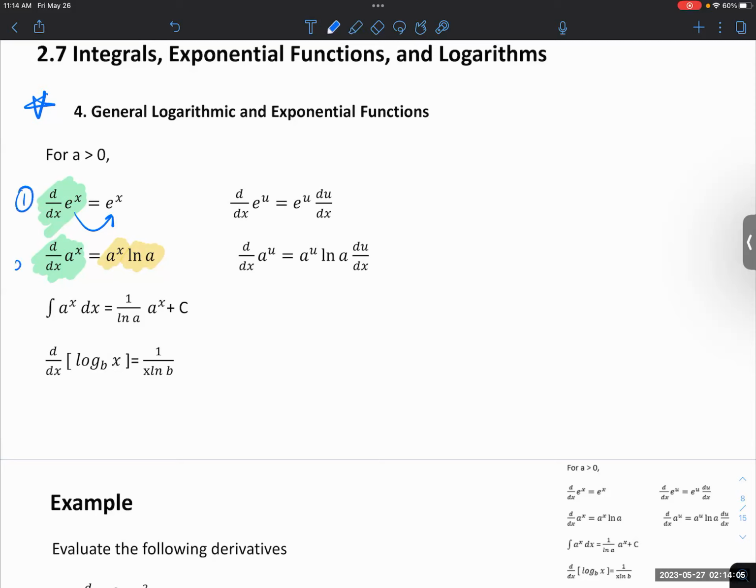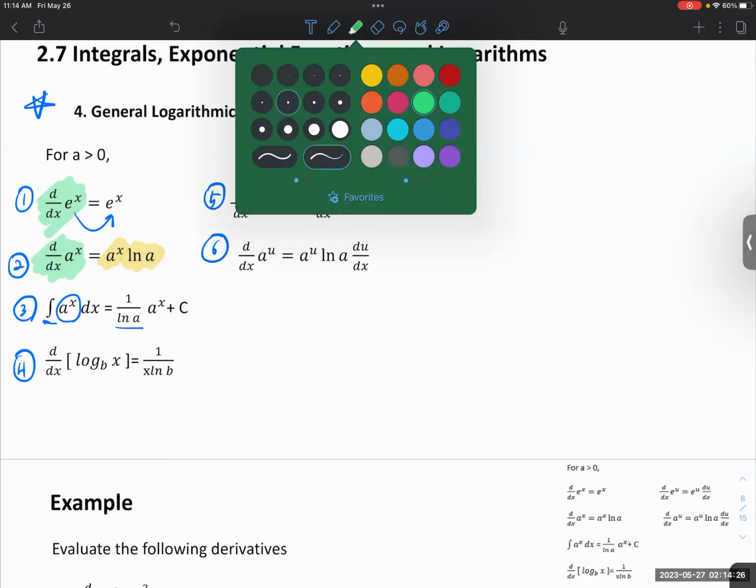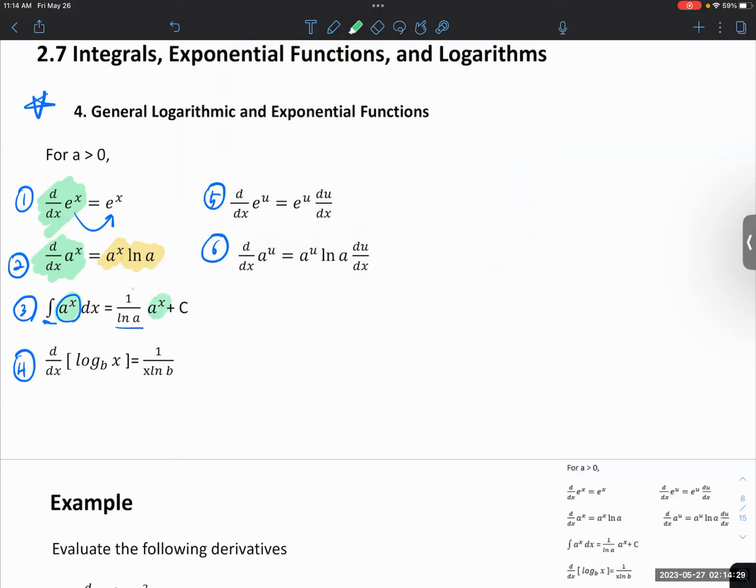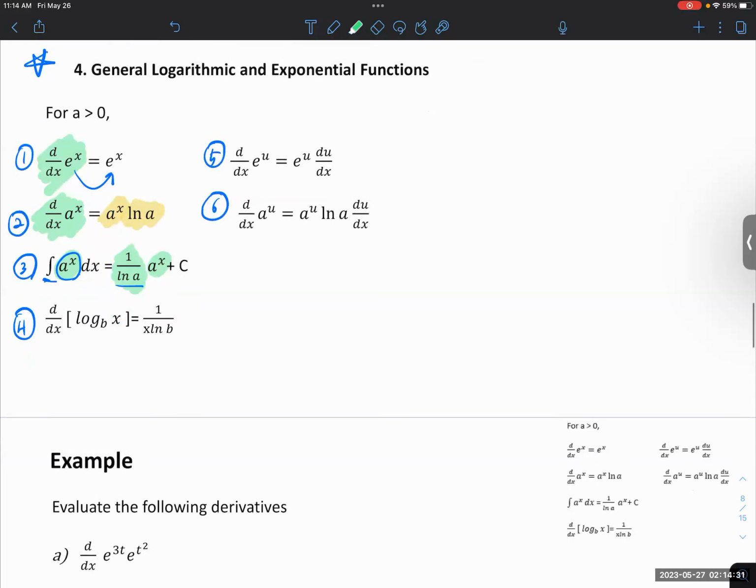I'm going to introduce 1, 2, 3, 4, 5, 6. And then if you have the integral of a to the x, this is the opposite. It's going to be 1 over ln a times a to the x plus c. This is the technique you're going to use. You're going to keep a to the x and 1 over ln a. And then the differentiation of log base b of x is going to be 1 divided by x times ln b. That's the differentiation.